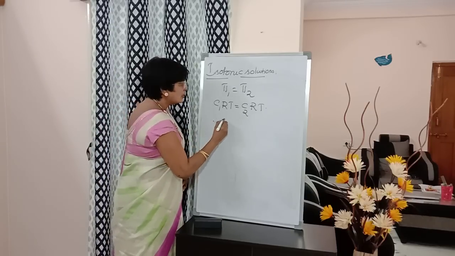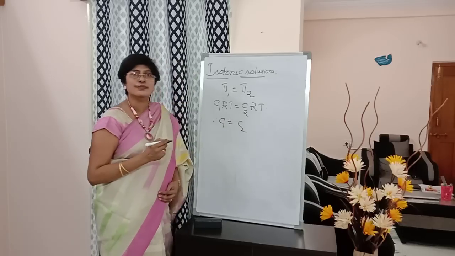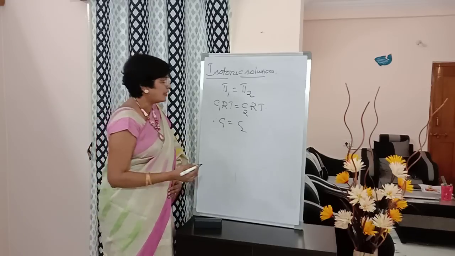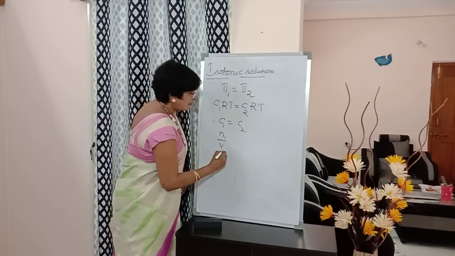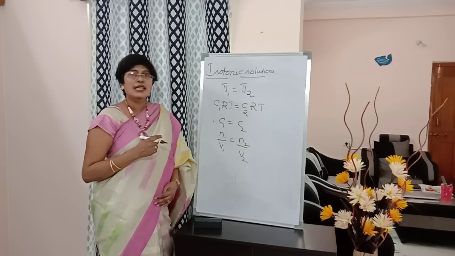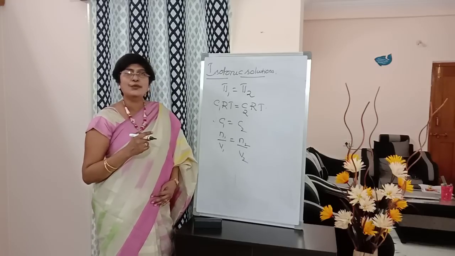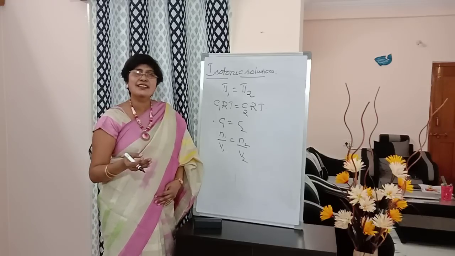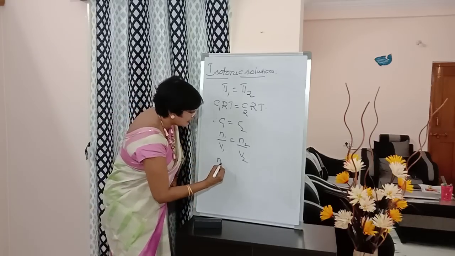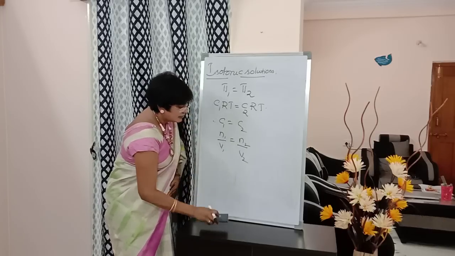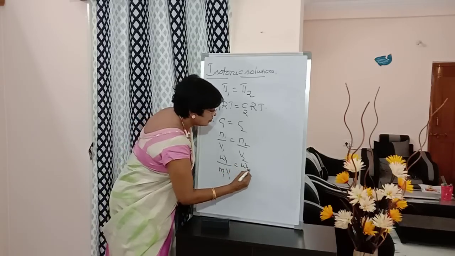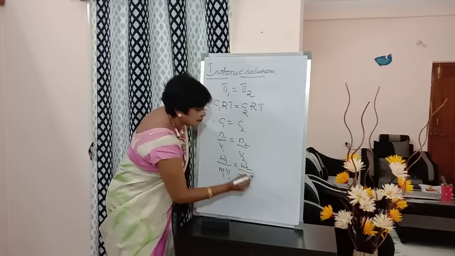Okay. Therefore, C1 is equal to C2. Okay. But what is C? N by V. So, C1 means N1 by V1 is equal to N2 by V2. But how do we get N? N is equal to W by M. Okay. So, therefore, write down W1 by M1 V1 is equal to W2 by M2 V2.